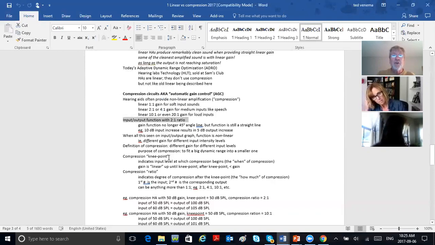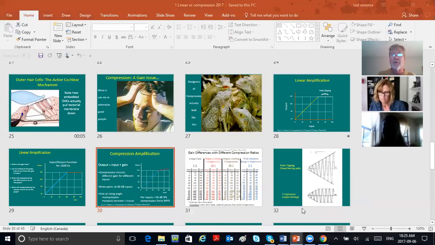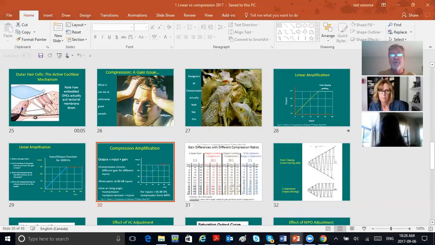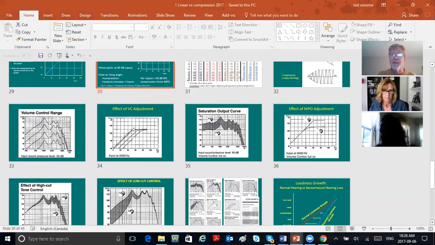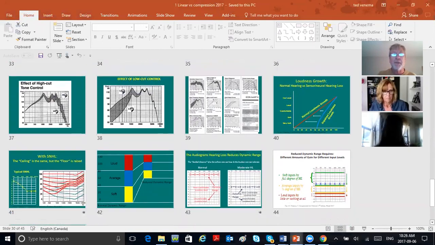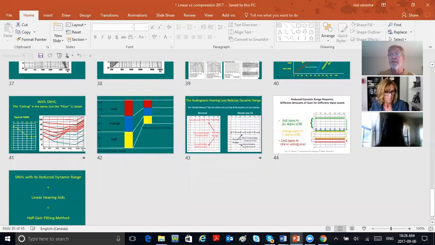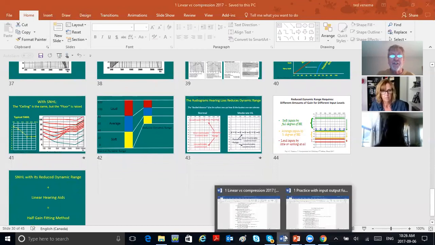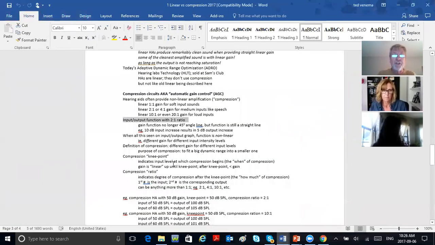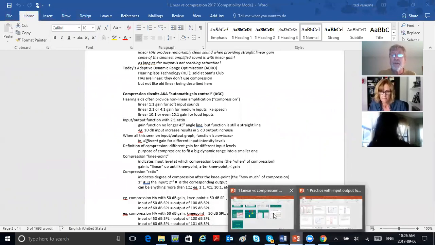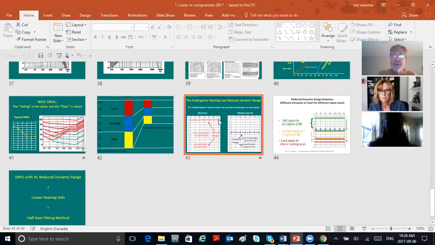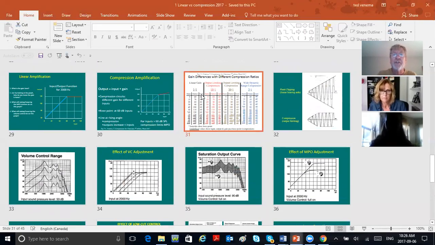Input-output function with a 2-to-1 ratio. Very small. Let's see if I can show you an example of that in your PowerPoint. Let's see if I've got that here. Not sure. Maybe yes, maybe no. No, don't have it. Anyway, don't worry about that. Let's just read it. We'll talk about that next week for sure. If you had a 2-to-1 ratio, oh, I know which picture to show you. Here we go. Let's go back up to this particular picture here.